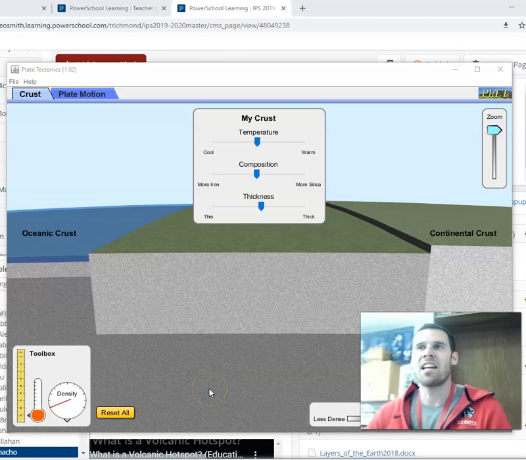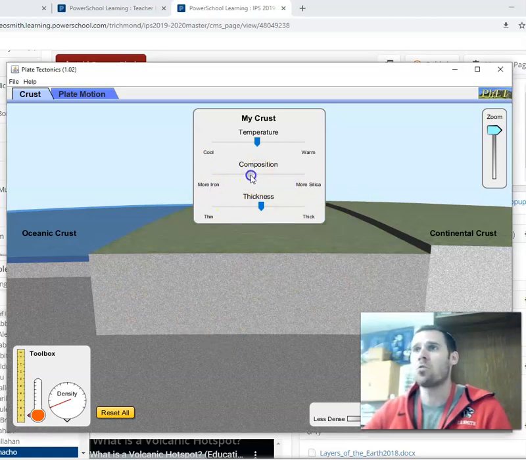So before we start getting into the boundaries and the types of land formations that those boundaries will form, I think it's important for us to look at a couple of these physical properties that can be observed on this first tab. The most important of which is the composition, or how much iron or silica either the continental or oceanic crust contains. So I'm going to be changing the amount of iron or silica for this slab of crust here, and I want you to notice what happens.